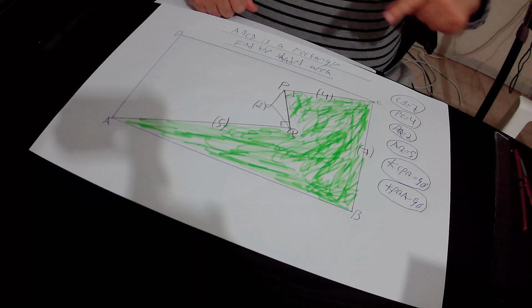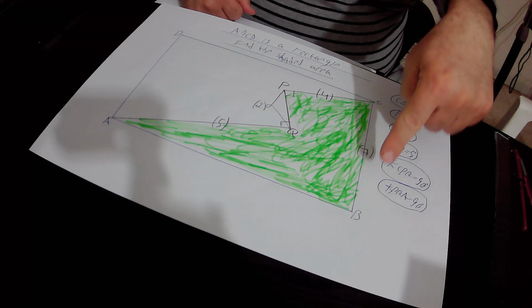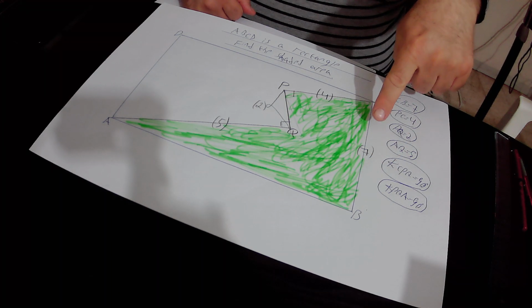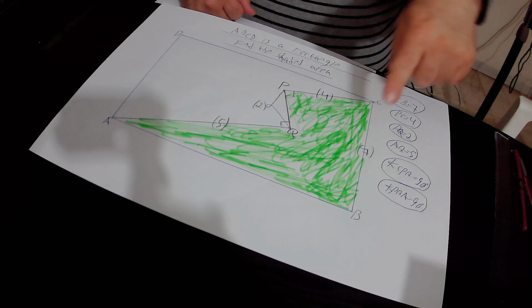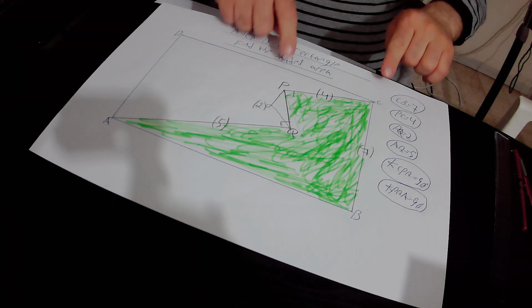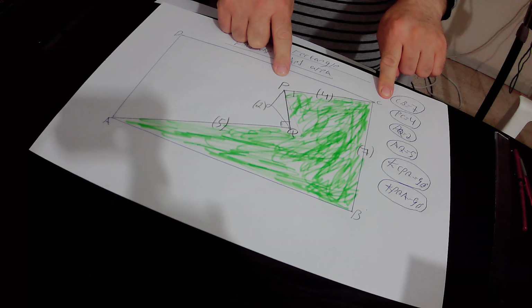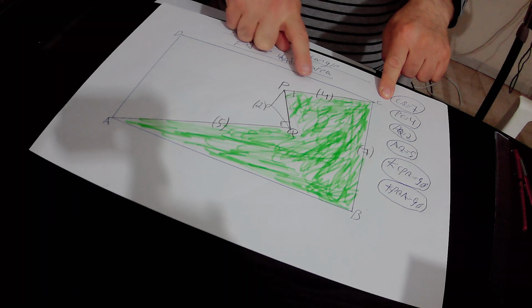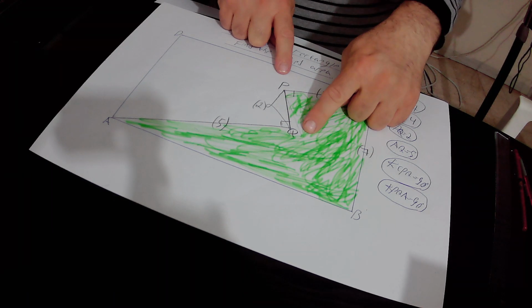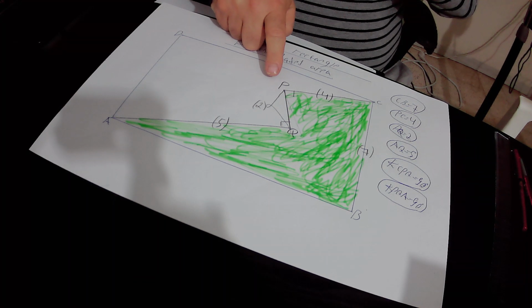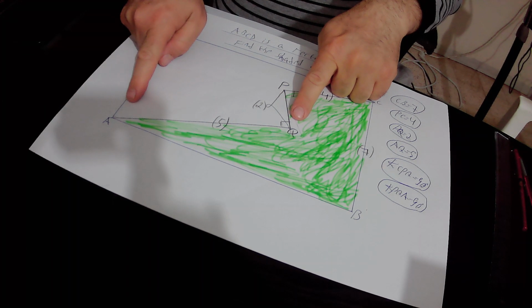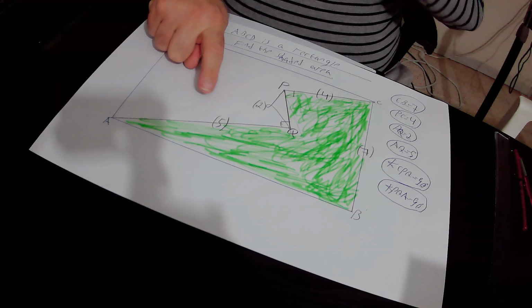We know that side CB of this rectangle equals 7 units in length. Inside rectangle ABCD, this is line segment CP, which equals 4 units in length. This is line segment PQ, which equals 2 units. This is line segment QA, which equals 5 units in length.